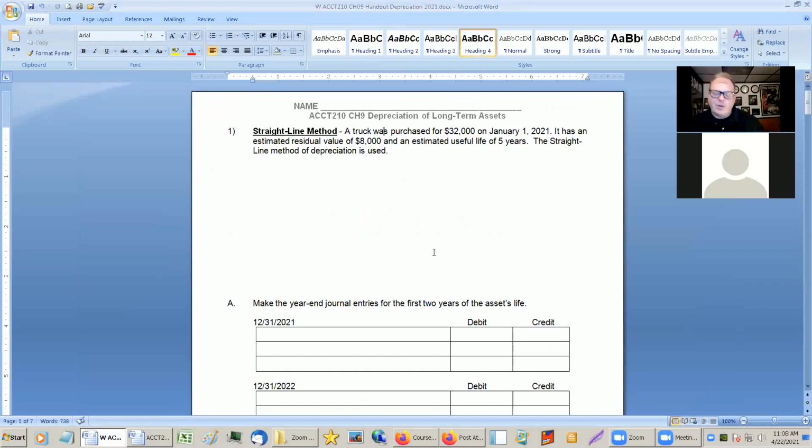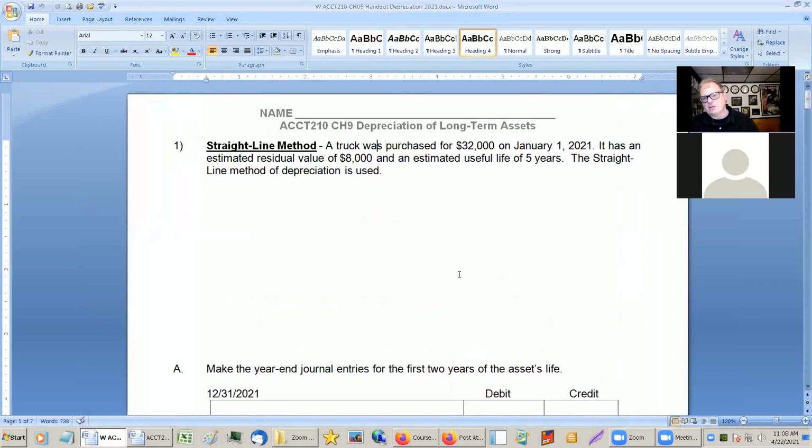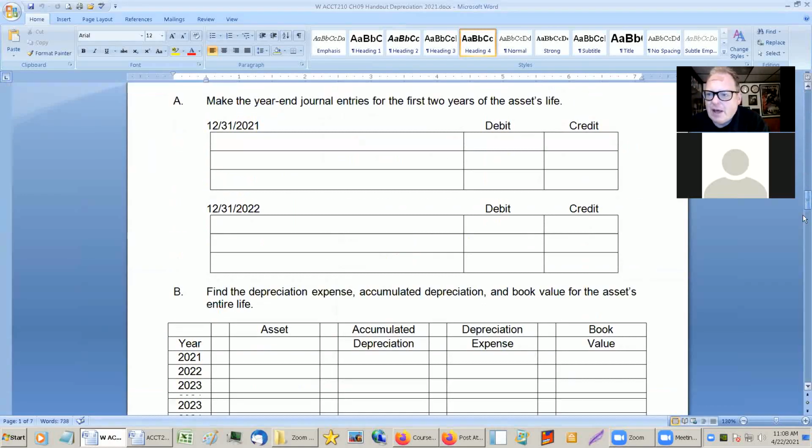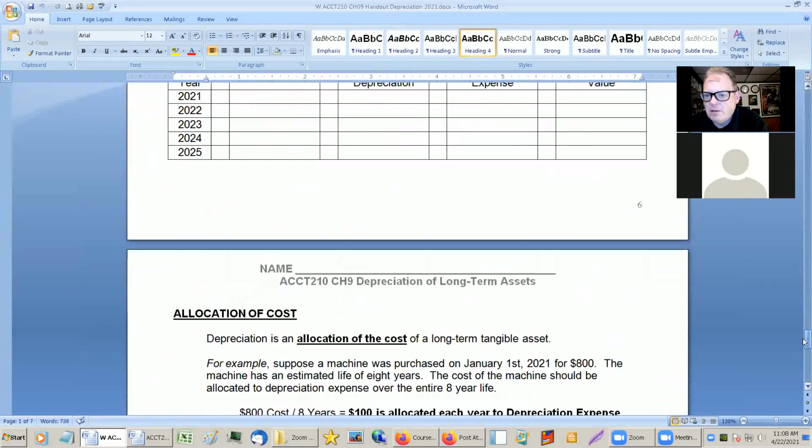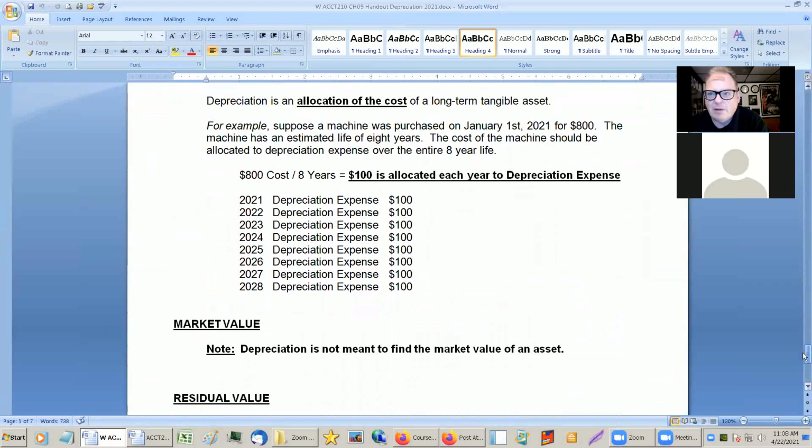Okay, so Chapter 9 is on long-term assets, and the part that we're going to really look at is depreciation. This is a chapter that we could quite literally spend an entire quarter on. There actually are college courses on just fixed assets, which is what these are. But if you go all the way to the end of it, I'm going to talk a little bit about it.